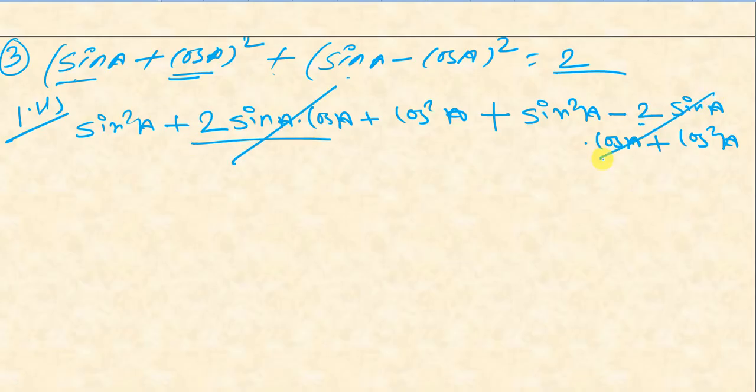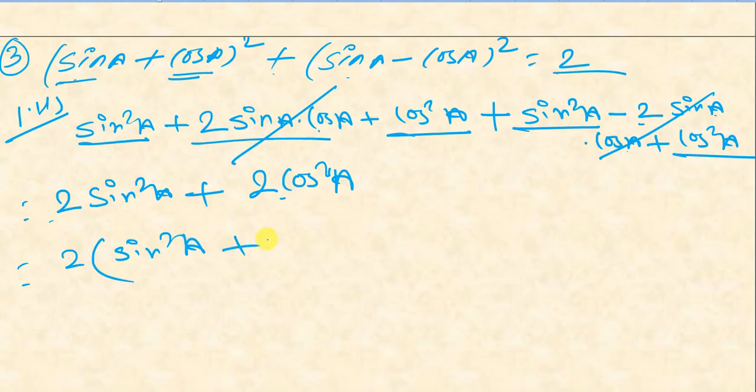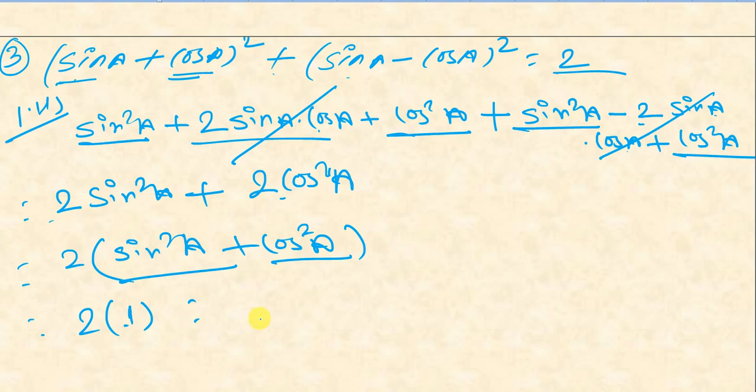Plus 2 sin A cos A minus 2 sin A cos A: you can cancel 2 sin A cos A. The others are sin square A, both are plus, so 2 sin square A plus 2 cos square A. On both sides 2 is common: 2 into sin square A plus cos square A. We know that sin square A plus cos square A is equal to 1. 2 into 1 is equal to 2. Proved. Very easy. Thank you for watching our video.